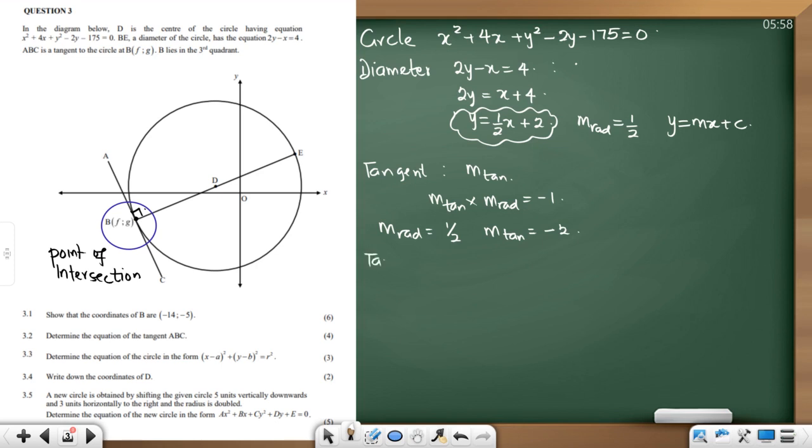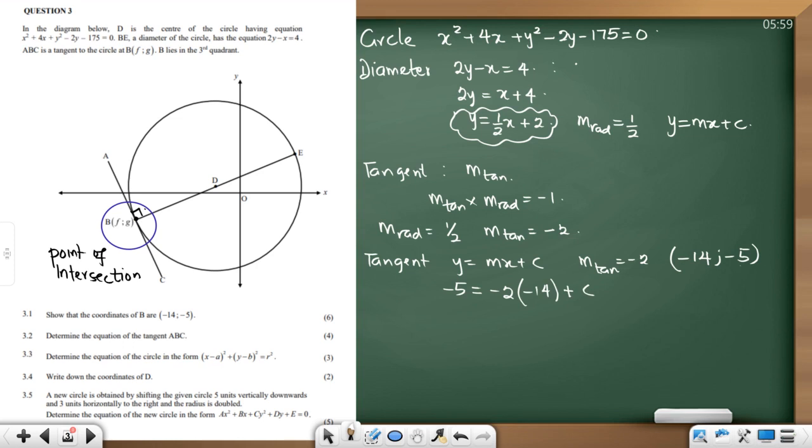Okay, so to get the equation of the tangent now, y equals mx plus c. What is my gradient of the tangent? And what is the point on the tangent that we know? We are using point B. That is the point on the tangent. Oh, lovely. So what do we have? What's our y value? Negative 5. What's our gradient? Negative 2. What is our x value? Negative 14 plus c. We do the math.